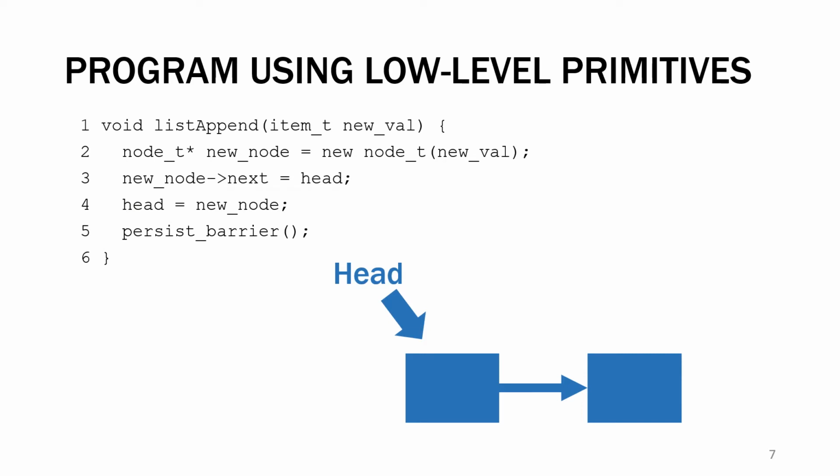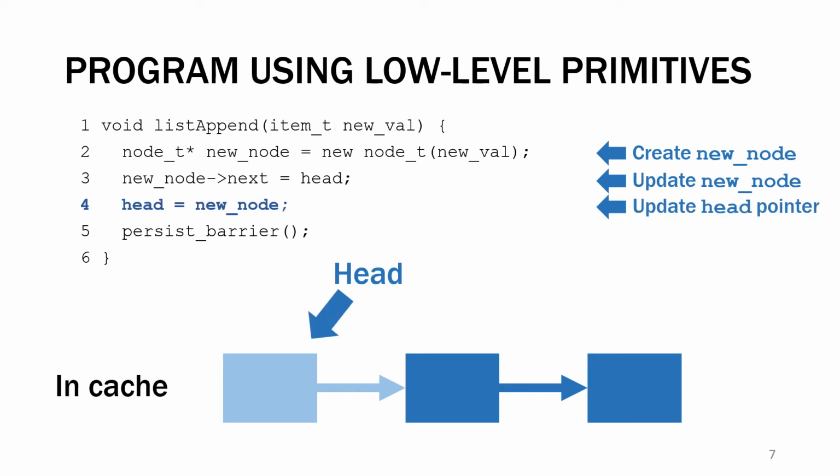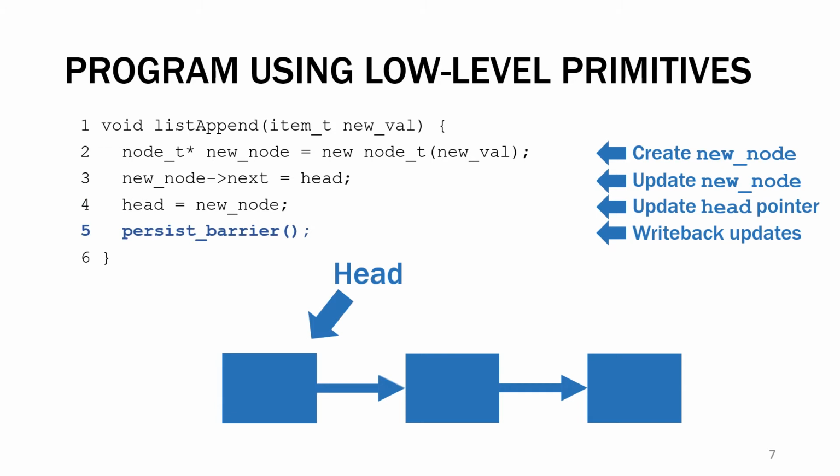The example is a function that appends a node to a linked list in persistent memory. So first, the program creates a new node, second, it updates the new node's next pointer, and third, it updates the head pointer. And finally, it uses a persist barrier to ensure updates have been persisted.